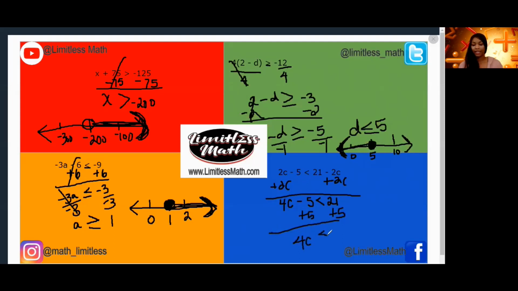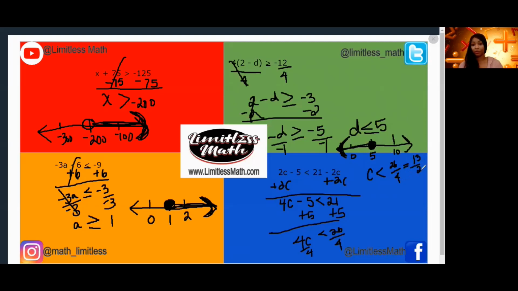4c is less than 26. Dividing both sides by 4, we don't get an integer this time, and that's okay. We have c is less than 26 over 4, or we can reduce that down, dividing both the top and the bottom by 2. That would also equal 13 over 2.